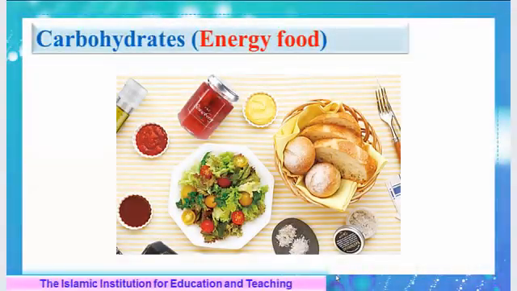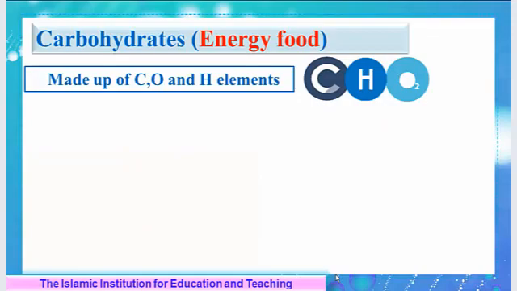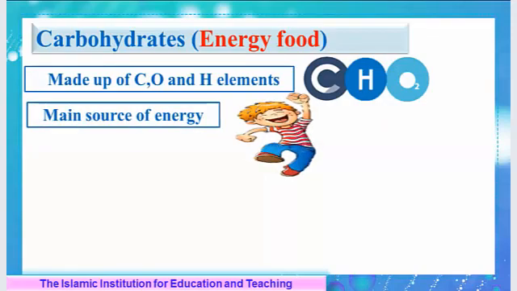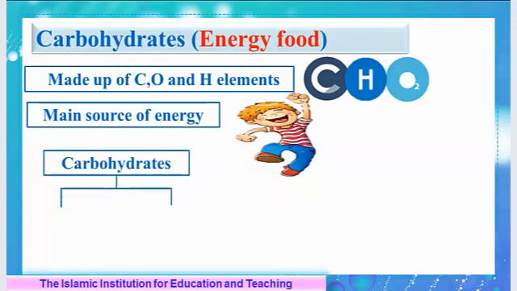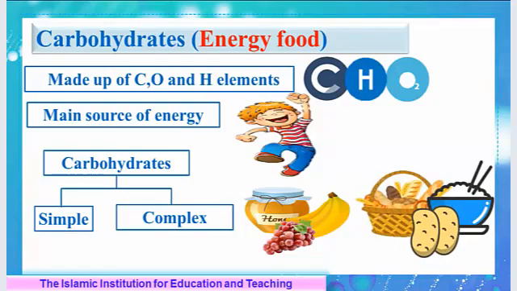Let's start by carbohydrates. Carbohydrates form an essential structural component of living cells. They are formed of carbon, oxygen, and hydrogen elements, and they are main source of energy for the body. Carbohydrates include 2 groups, which are simple carbohydrates that are present mainly in fruits, and complex carbohydrates that are present in rice, wheat, and potato.